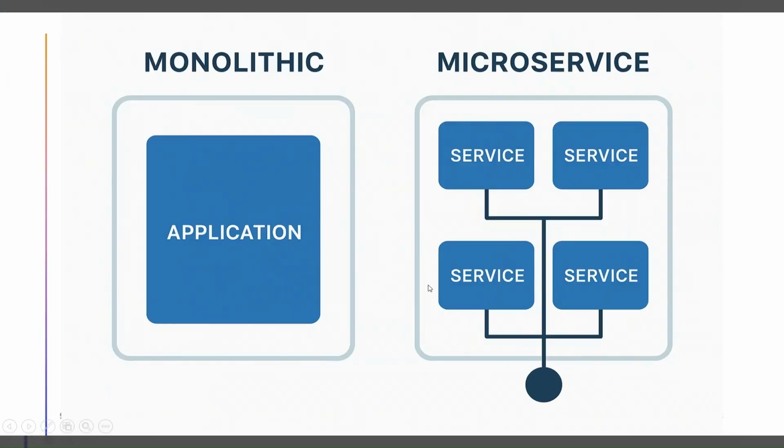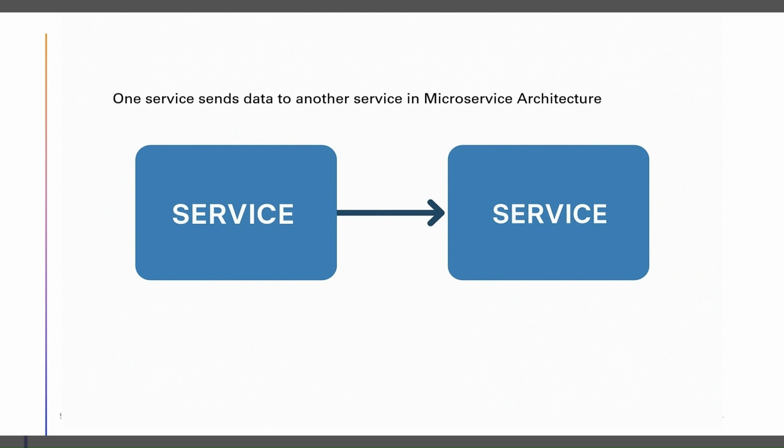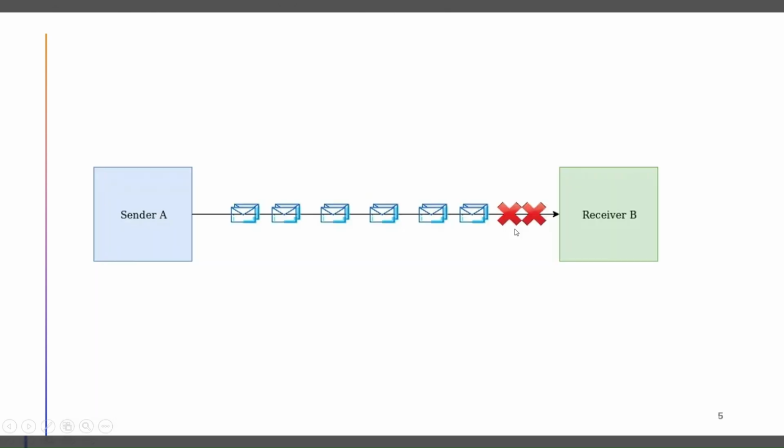Earlier, applications were built as monolithic systems, where every part of the system was tightly connected. When applications became bigger, companies started using microservices architecture to split features into separate independent services. But this created a new problem. Services need to send data to each other. Sometimes one service sends data faster than the other can process, or one service may go down or slow down temporarily. So this caused message loss, system crashes, and performance bottlenecks.